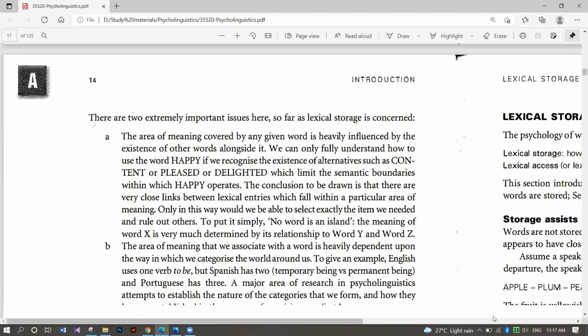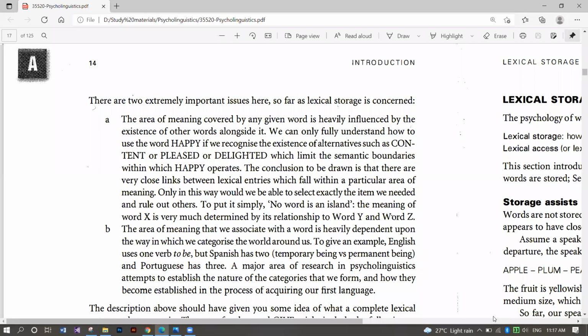Okay, there are two extremely important issues here so far as lexical storage is concerned. The area of meaning covered by any given word is heavily influenced by the existence of other words alongside it. We can only fully understand how to use the word happy if we recognize the existence of alternatives such as content or pleased or delighted, which limit the semantic boundaries within which happy operates. The conclusion to be drawn is that there are very close links between lexical entries which fall within a particular area of meaning.